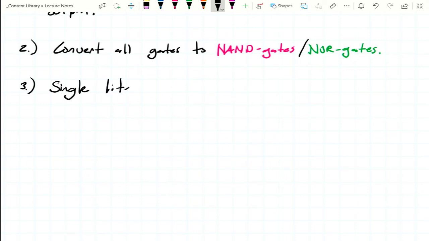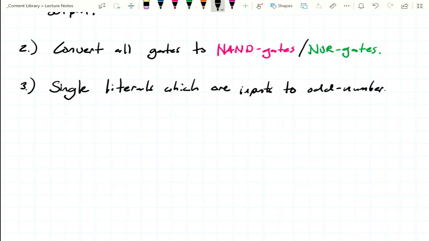Single literals on odd numbered, or maybe they'll be a little more precise. Single literals which are inputs to odd leveled or odd numbered levels should be inverted.